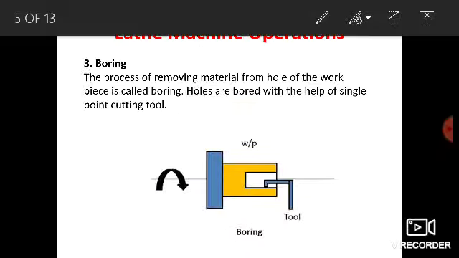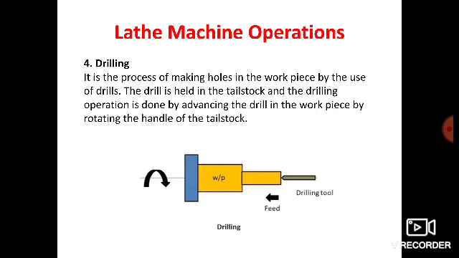Next operation, drilling. It is a process of making a hole in the workpiece by the use of a drill. The drill is held in the tailstock and the drilling operation is done by advancing the drill into the workpiece by rotating the handle of the tailstock. You can perform drilling operation over a lathe machine also. For that you have to clamp or fix the drill bit in the tailstock, and then the tailstock is advanced towards the workpiece by rotating the handle which is provided on the tailstock, and with that you can perform the drilling operation.